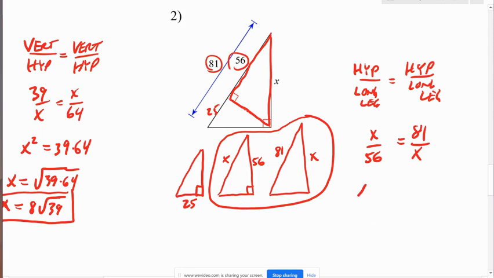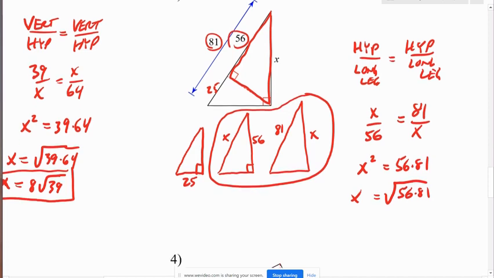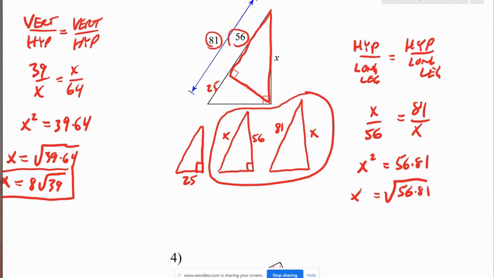And so now when I cross multiply, X times X is X squared equals 56 times 81. And so X would then be the square root of 56 times 81. That should look somewhat familiar. That is, X is the geometric mean of 56 and 81, and that's what we learned at the beginning of this lesson.